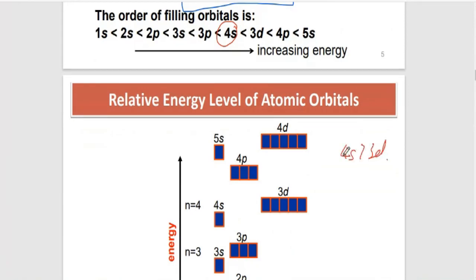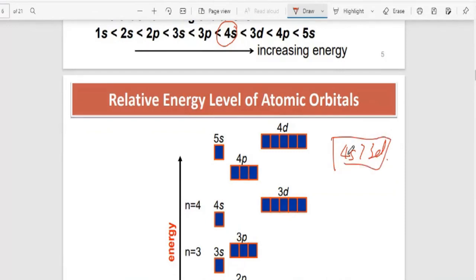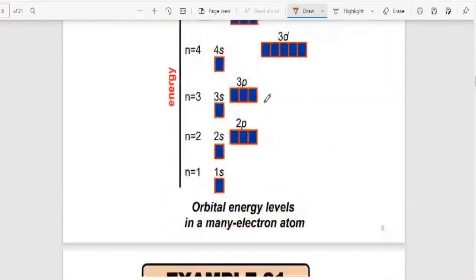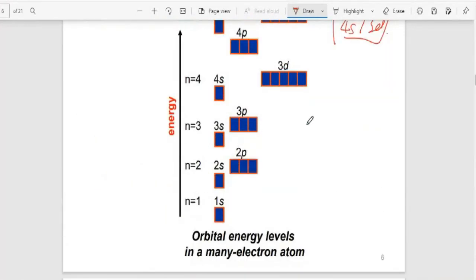Okay, maksud dia apa? Madam Kong sedang cakap apa? If follow alpha principle, we have to fill in 4s first, then only 3d. After you fill in the electron, you have to rearrange according to n value. Okay, nanti I tunjuk contoh.